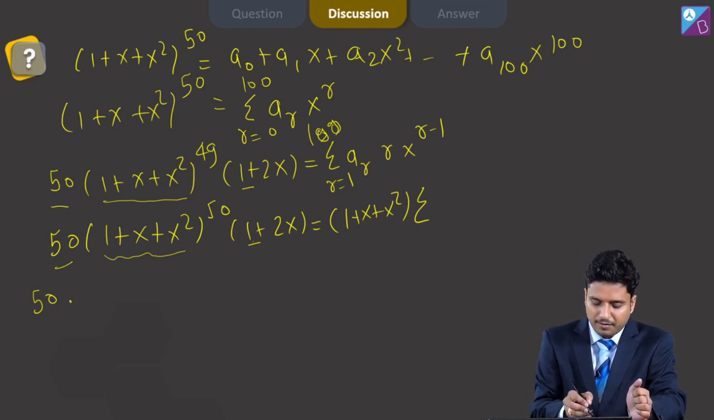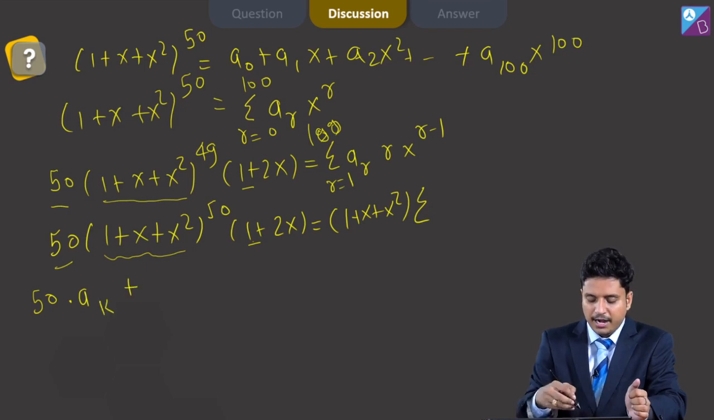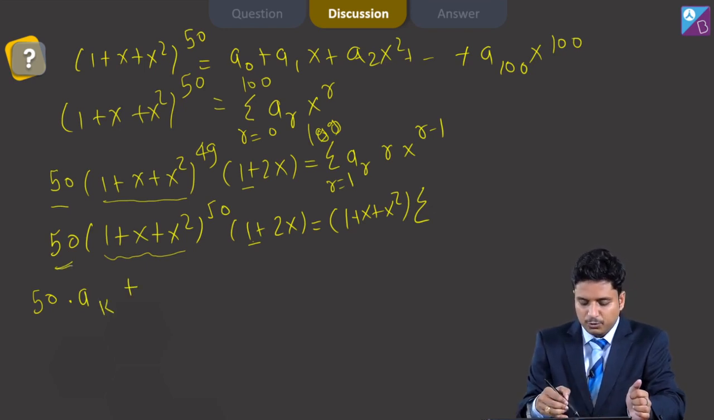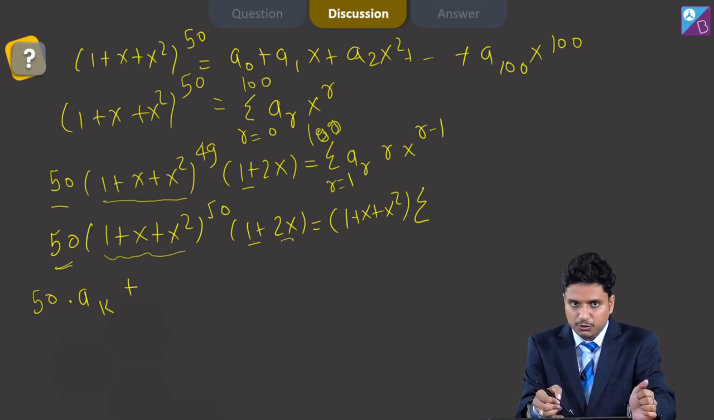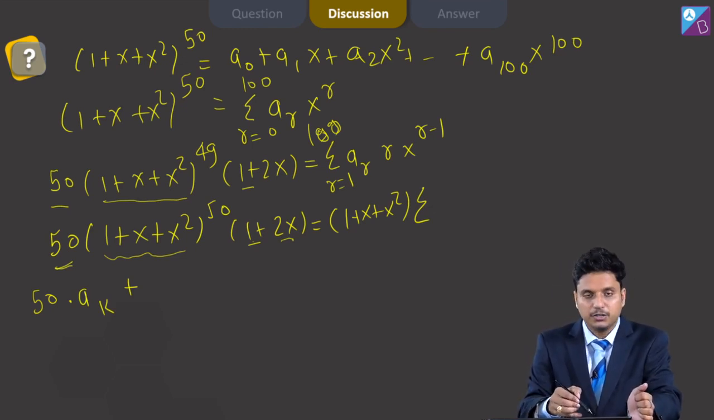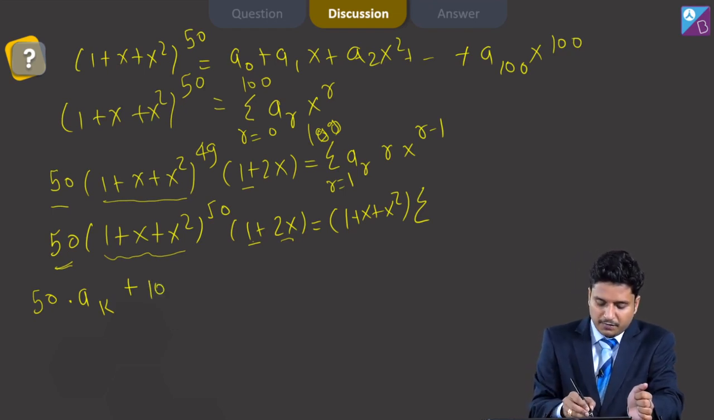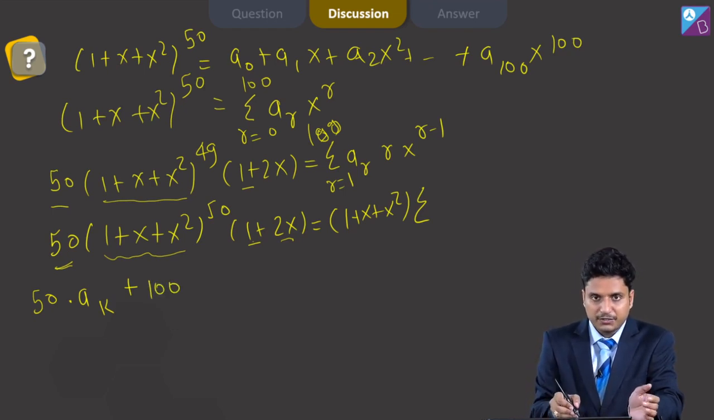So this will be 50 into ak, and the next term, 50 into 2x, will be 100x. If we have to find x raised to power k, that means this bracket should give us x raised to power k minus 1. So x raised to power k minus 1's coefficient is obviously a(k-1). So the expression will be 100 into a(k-1). 1x is already present, from where we have to obtain x raised to power k minus 1. So this is a(k-1).